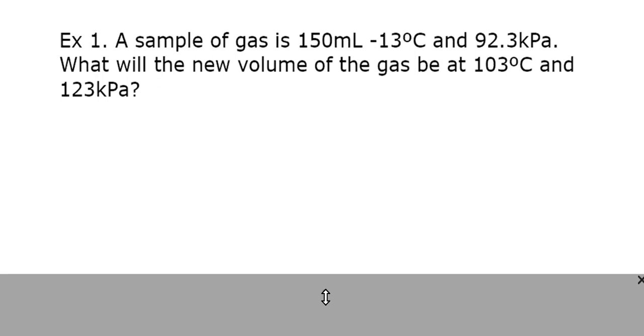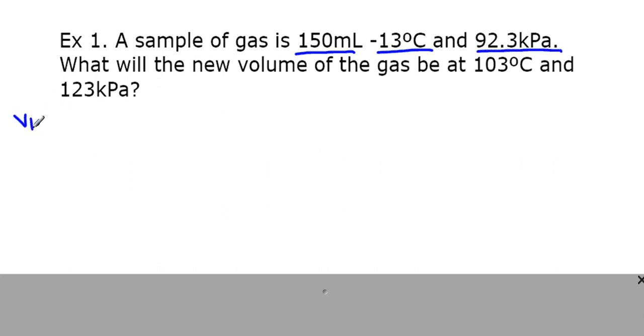So our first problem, a sample of gas is 150 milliliters at minus 13 degrees Celsius and 92.3 kilopascals. What's the new volume of the gas at 103 degrees Celsius and 123 kilopascals? So with these questions, it's really important to write down your variables. The gas starts off at a volume, temperature, and pressure. So those are all our initial conditions.